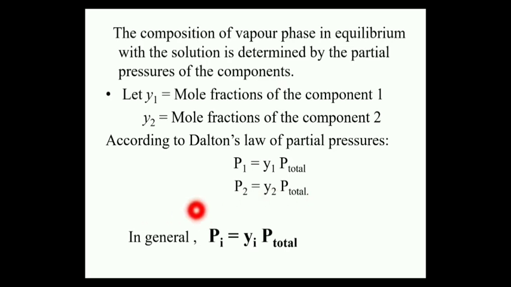Now generally for i components, we can also calculate the value, that is Pi is equal to Yi into P total, where Pi is the partial vapor pressure of component i, Yi is the mole fraction of component i, and P total is the total vapor pressure. So for any number of components also we can calculate the partial vapor pressure using this formula. Partial vapor pressure is equal to Yi into P total. This is in general. We can calculate the partial pressures of i number of components.